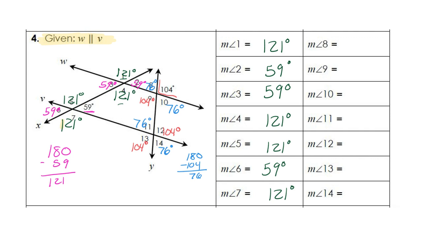8 is over on this other transversal, so that is 76. 9 is 104 degrees. 10 is 76 degrees. 11, 76 degrees. 12, 104. 13, 104. And 14, 76 degrees.